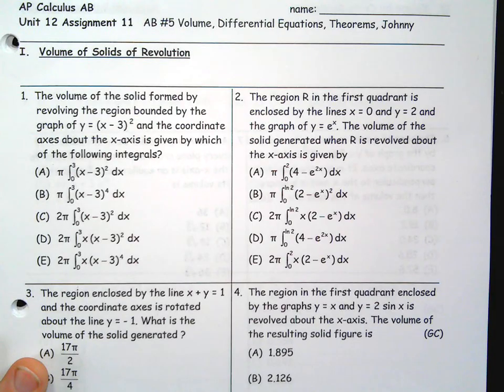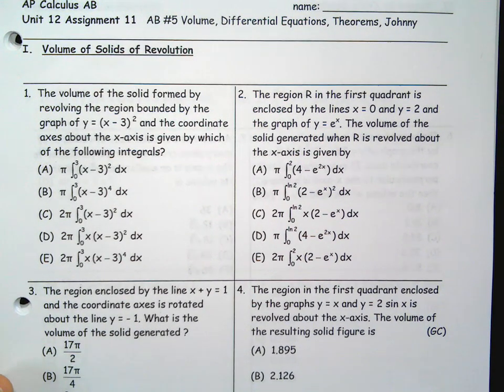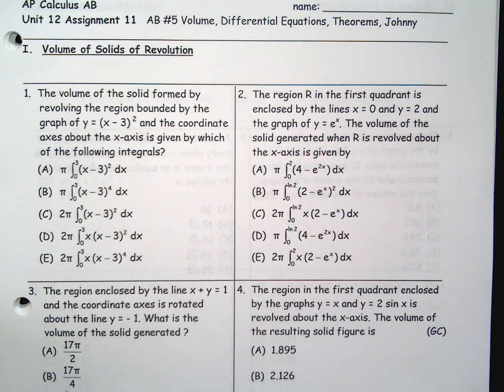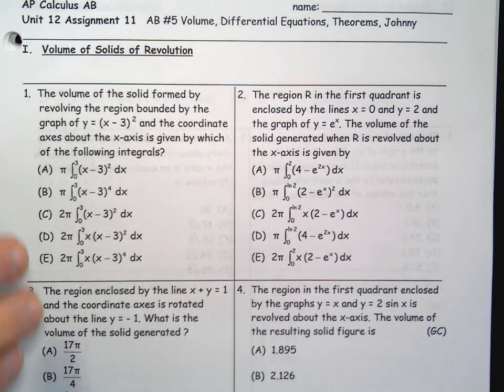All right, worksheet 1211, AB number 5, multiple choice pack. We're going to focus on volume, differential equations, some theorems, Johnny, which would be one-dimensional motion, rectilinear motion. So this is a good packet. It has a lot of different stuff. We'll do some of the problems together.